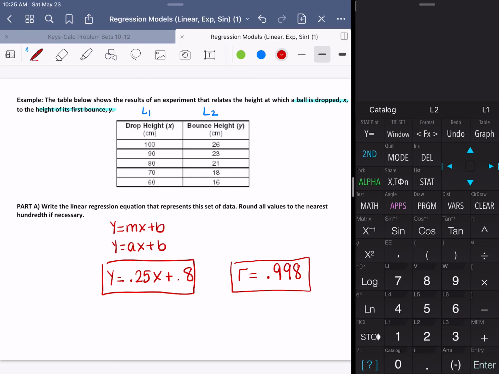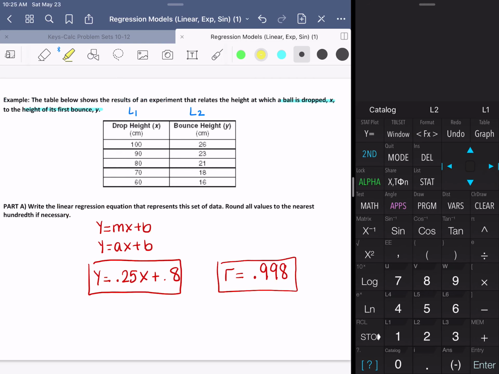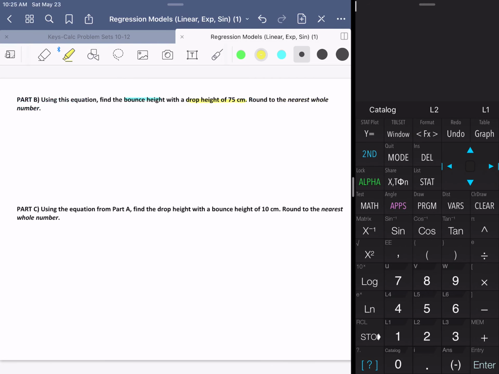Okay, next, part B. Part B says, using this equation, find the bounce height. So they want the bounce height given that we have a drop height of 0.75. If you look back at your table, your bounce height is Y. So that's what they want us to find. Bounce height is Y, given that my drop height is 0.75.